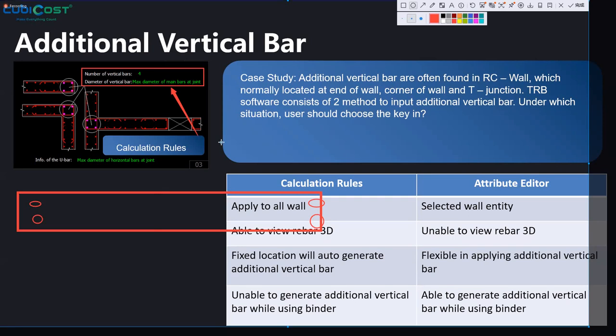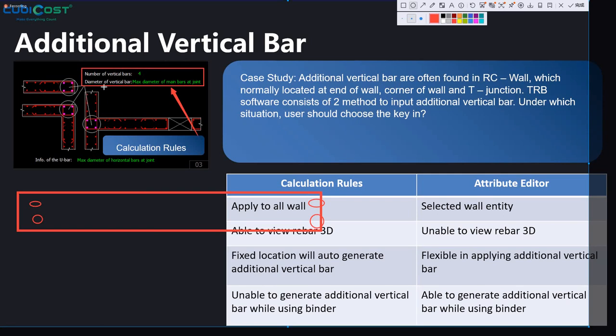But there's another additional step you need to do. You need to select the wall, right click, proceed to this rule, which is the private attribute editor of this selected wall, set 0 here. Set 0 here. And with that said, then only it will not duplicate your quantity for your additional vertical bar.